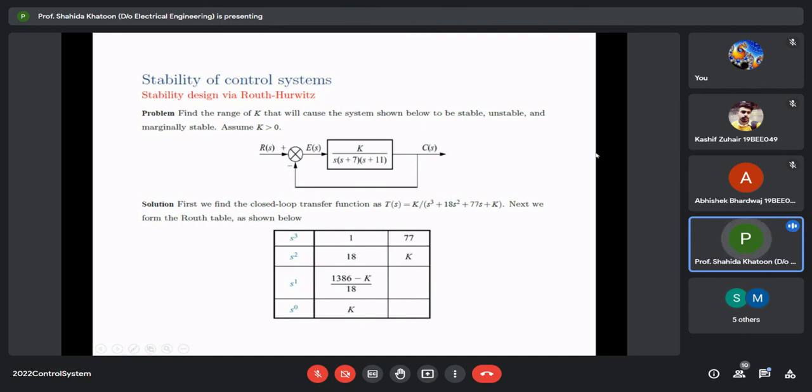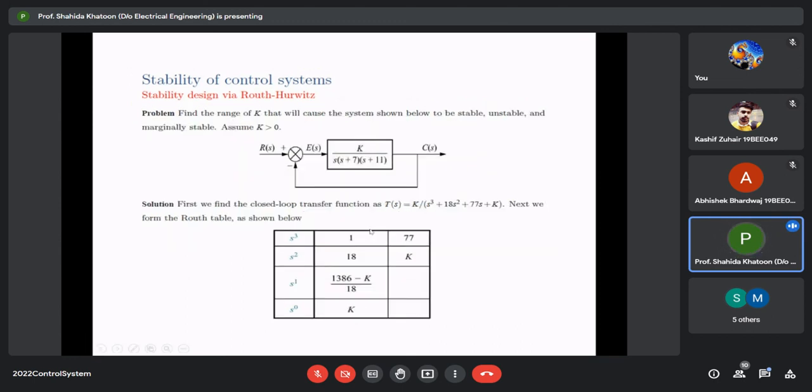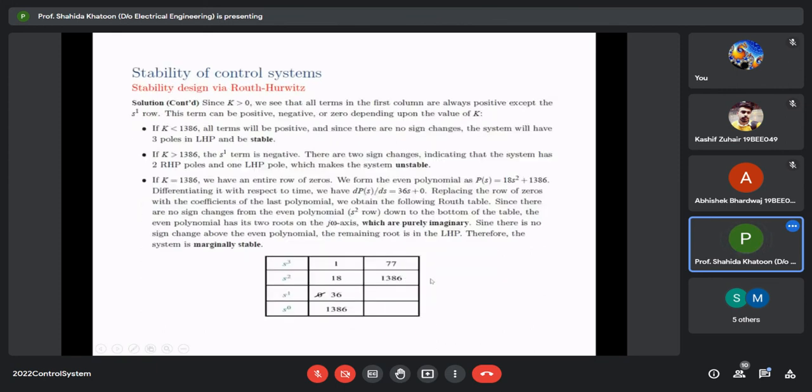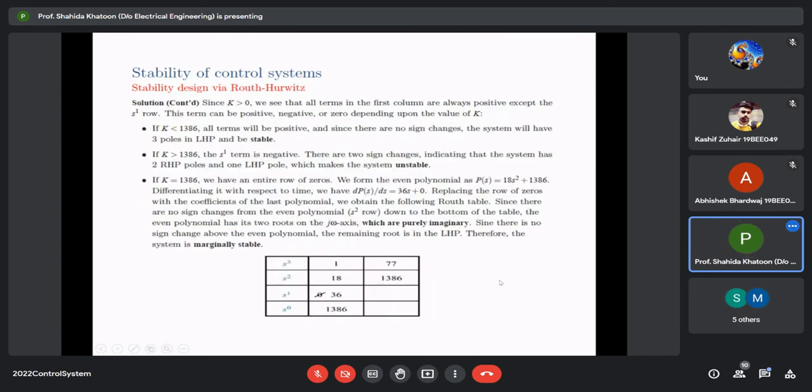Now, how to find the value of k? Since k is greater than 0, we see that all terms in the first column are always positive, because here you have a k term. If it is positive, then this is also positive, and this again is positive, except at row s equal to 1. Here, if the value of k exceeds 1386, say 1387, then it is minus 1 by 18, so it becomes negative. So this term can be positive, negative, or 0 depending upon the value of k.